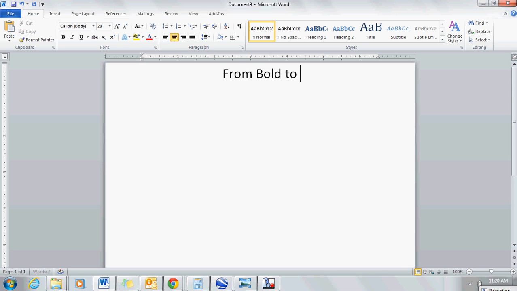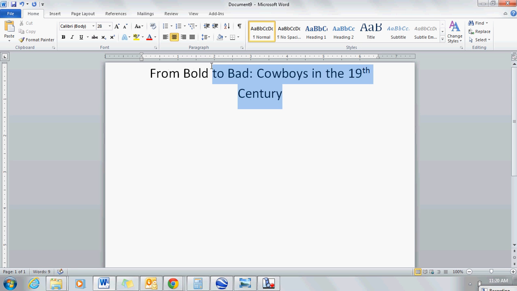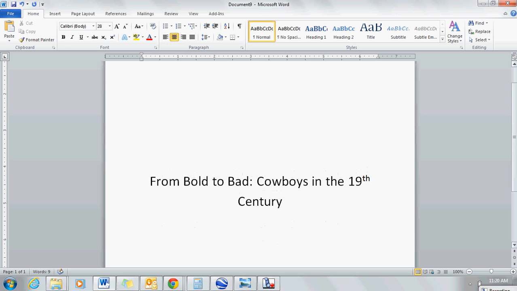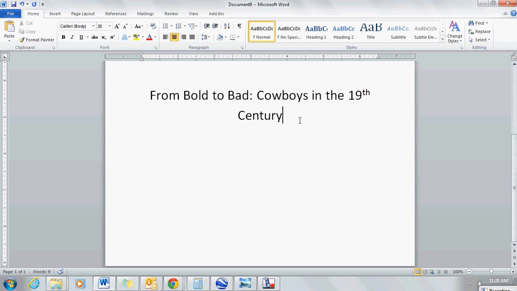I just made that up. And then you just want to make it so that the title is in the center of the page. All right? Then, for your information, you want all of that to be on the right side of the page. Get the font to be the normal size again, and then you're going to write your name.